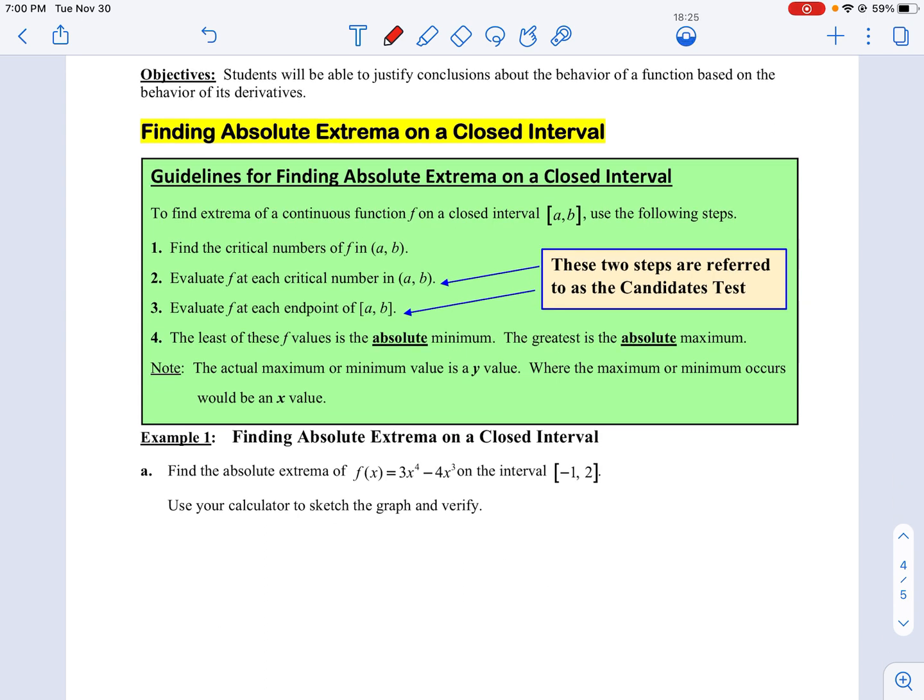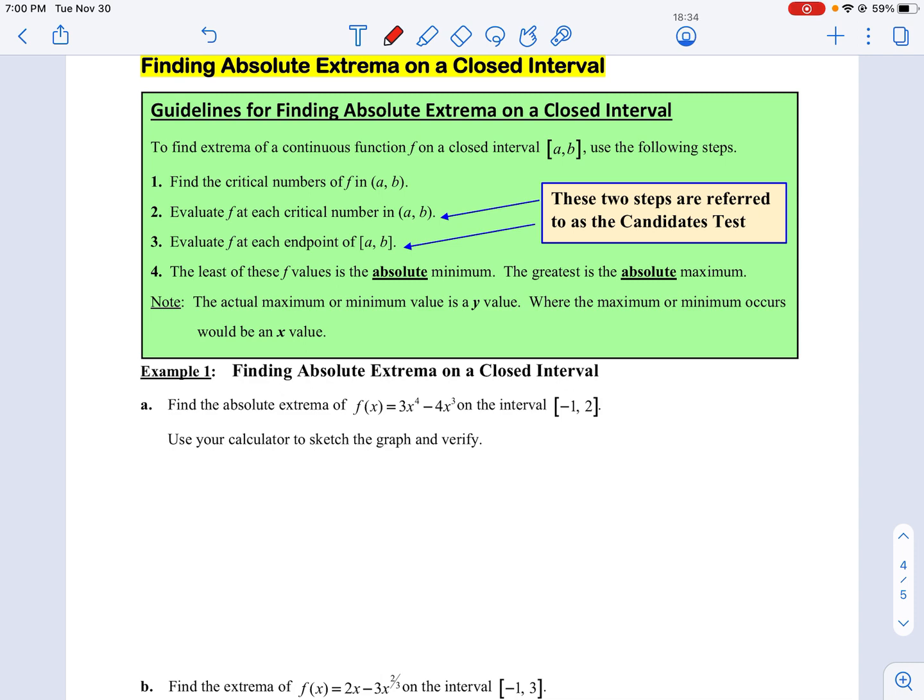Note, the actual maximum or minimum value is a y value. Where the maximum or minimum occurs would be the x value. So look at example 1. Find the absolute, so now it says absolute. Okay, we've got to be real careful. So I want to do f prime of x, which would be 12x cubed minus 12x squared, and I'm going to set that equal to 0. There's no issues on my domain, so my critical numbers are 0 and 1.